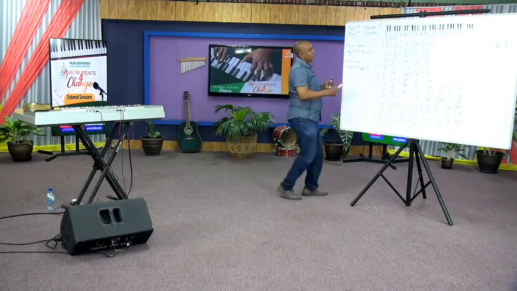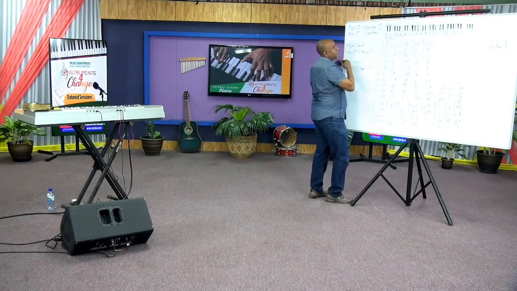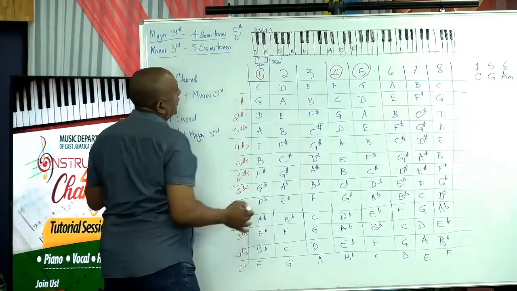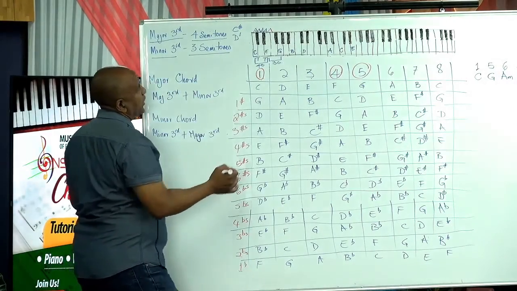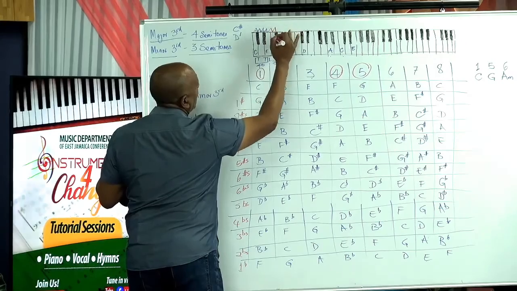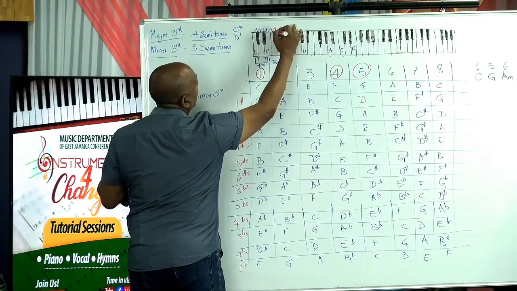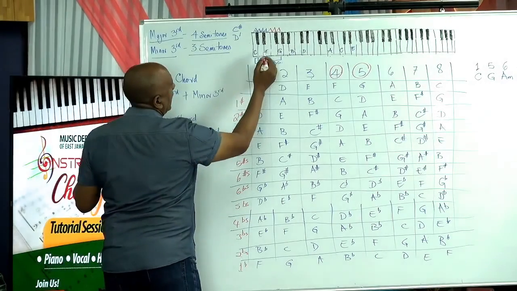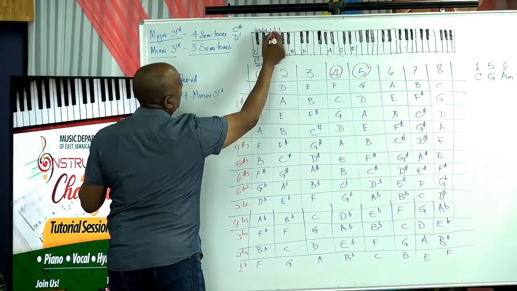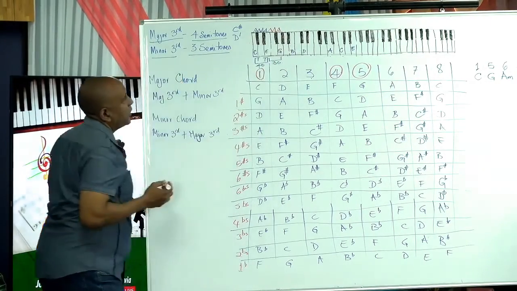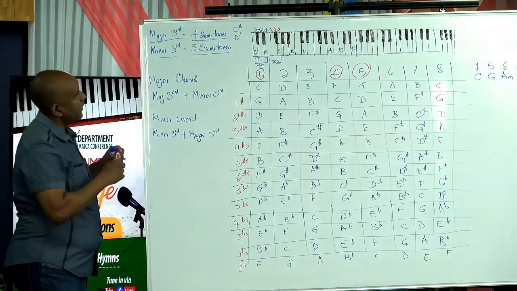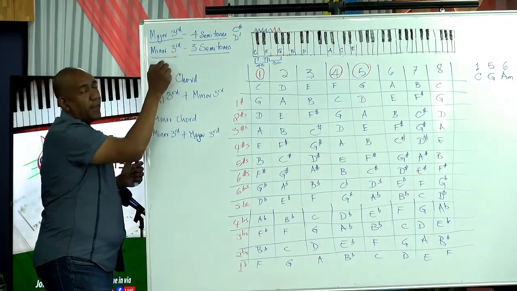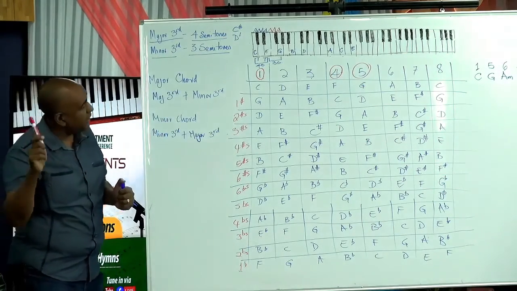So let's go from E to G. From E to F is 1, F to F sharp, another, F sharp to G, yet another. So from E to G, we have 1, 2, 3 semitones. So here, 3 semitones gives us a minor third.